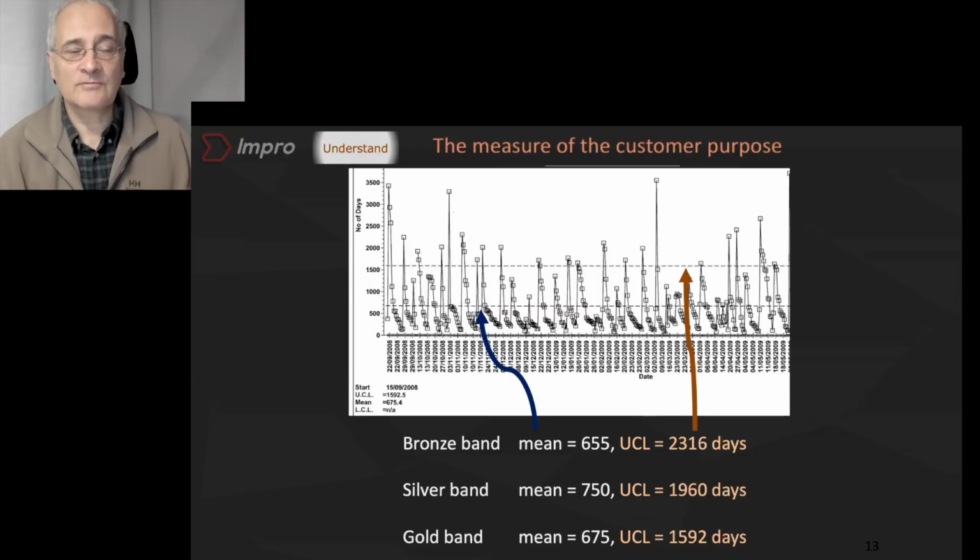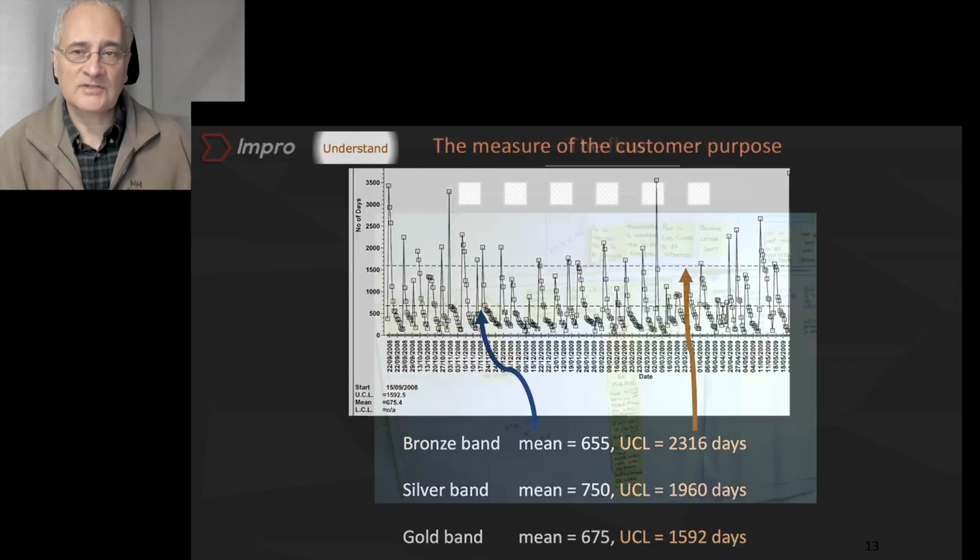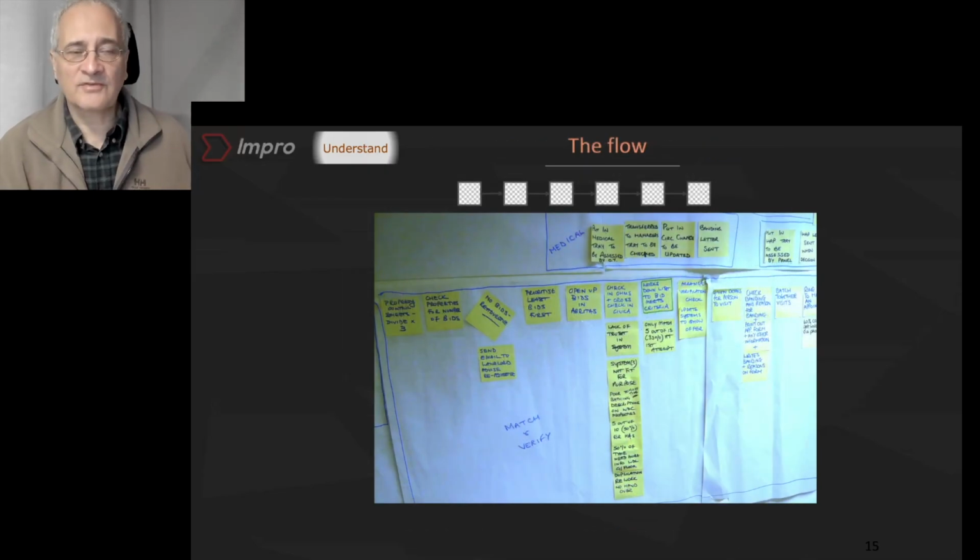You can see that there was an upper control limit which demonstrated that there were many people that were waiting much longer. But more importantly, these were just the people that were housed. There were plenty of people languishing on the waiting list for years. The next thing we did is that we went in to look at the flow. We looked at the flow from end to end.